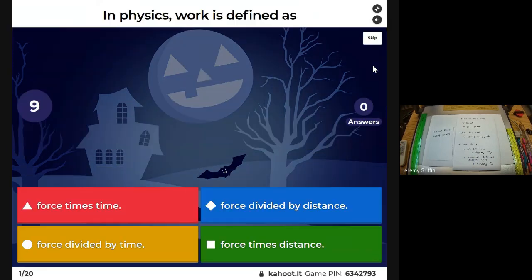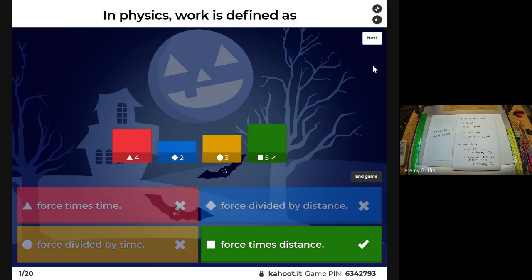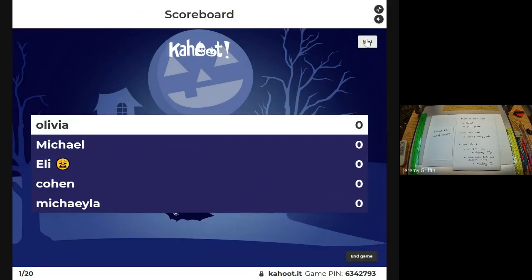Work is defined as force times distance. If you push something with a force in newtons for some distance in meters, that will be some number of joules of work that were transferred, like energy transfer. Olivia, Michael, Eli, Owen, Michaela.